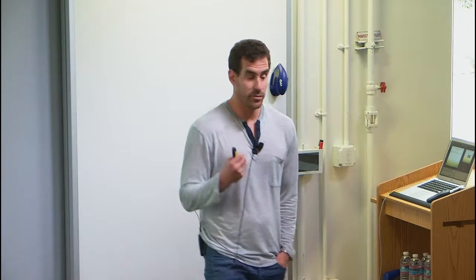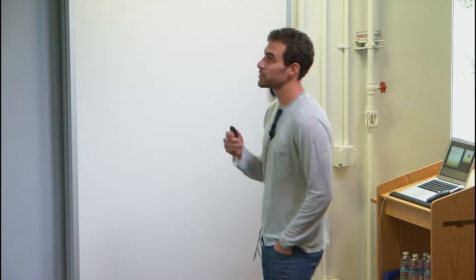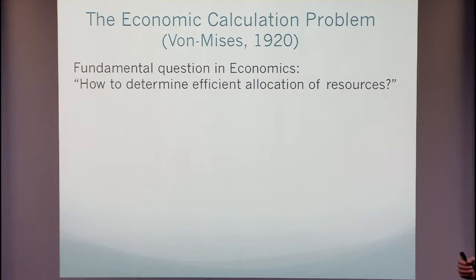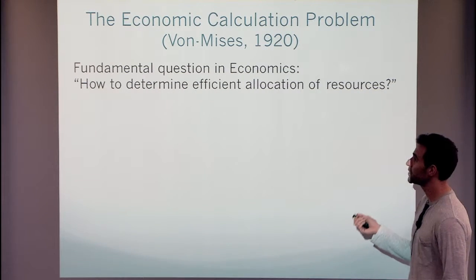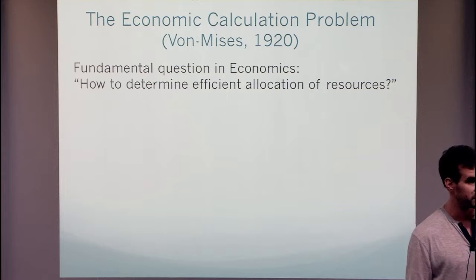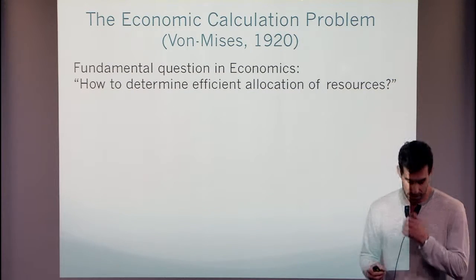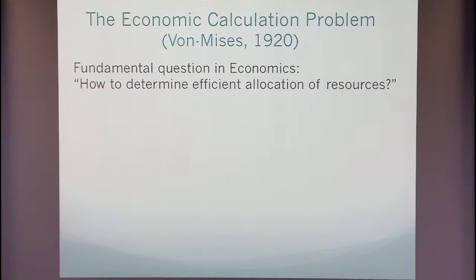So the motivating story for this talk is the so-called economic calculation problem, which is one of the most fundamental questions in economics: how to determine an efficient allocation of the economy's resources. The traditional view of this question was as a pure optimization problem in which the central planner needs to compute a welfare maximizing partition of the market's items, given the valuation profiles of the agents in the market.